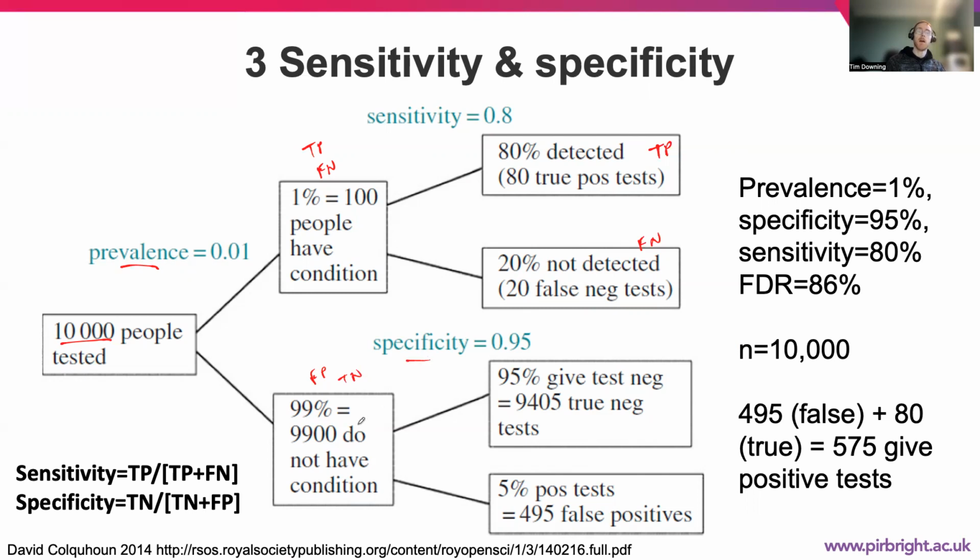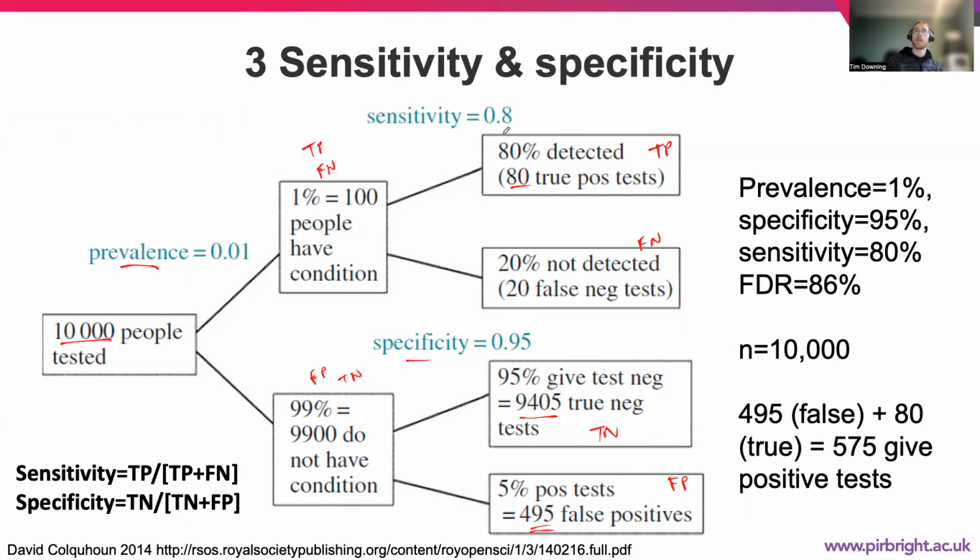The same for the specificity. If the specificity is high, we can take these 9,900 people and allocate them to these groups where 9,405 are true negatives and 5% are false positives. So 495 are false positives. So you can see these specificity and sensitivity values are not bad. But what we work out is that our PPV is going to be 80 over 80 plus 495.